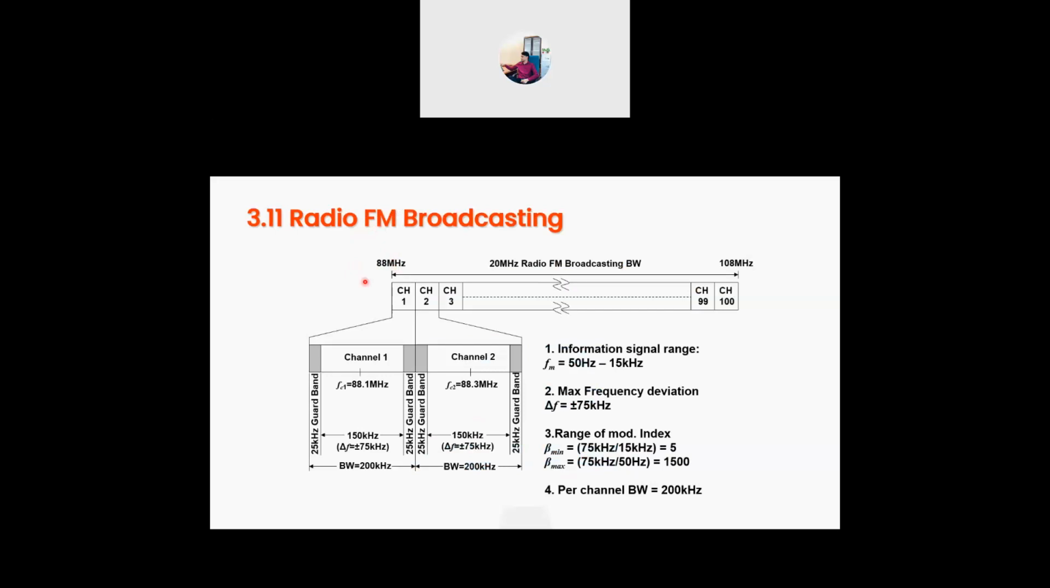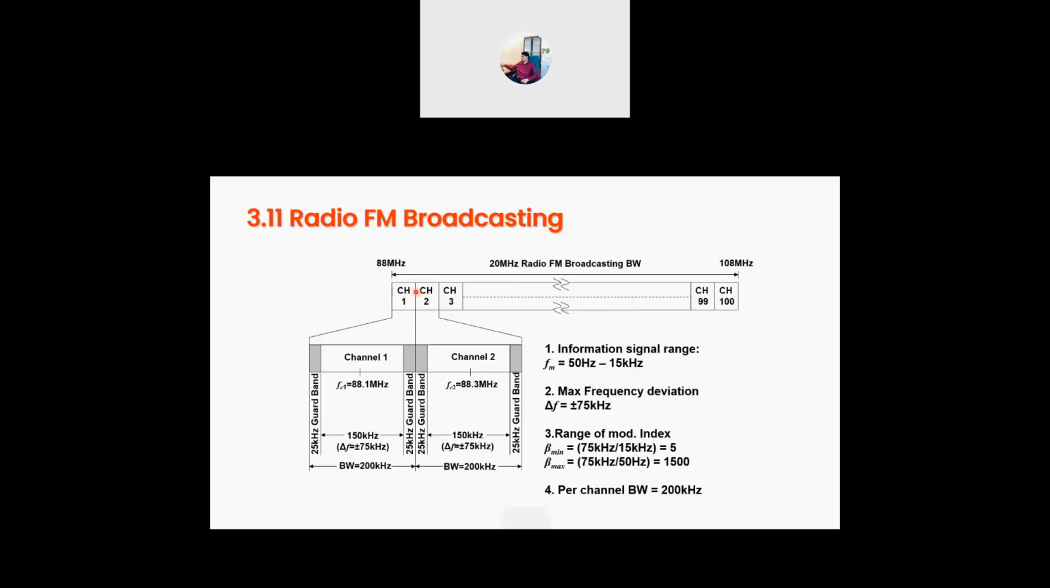If you see the radio FM broadcasting bandwidth, we have lots of channels. We call this a channel: channel 1, channel 2, channel 3, and so on, from 88 megahertz to 108 megahertz. This is the frequency range, and each channel is like a slot. This is the 20 megahertz radio FM broadcasting bandwidth. If we expand one channel, we're going to have this.